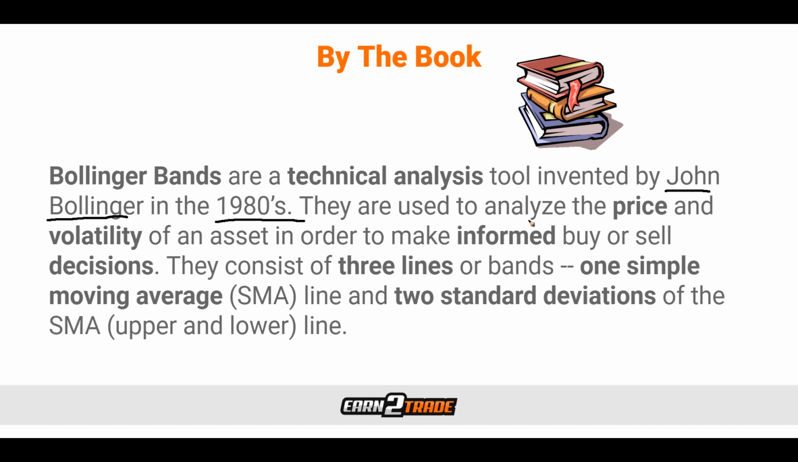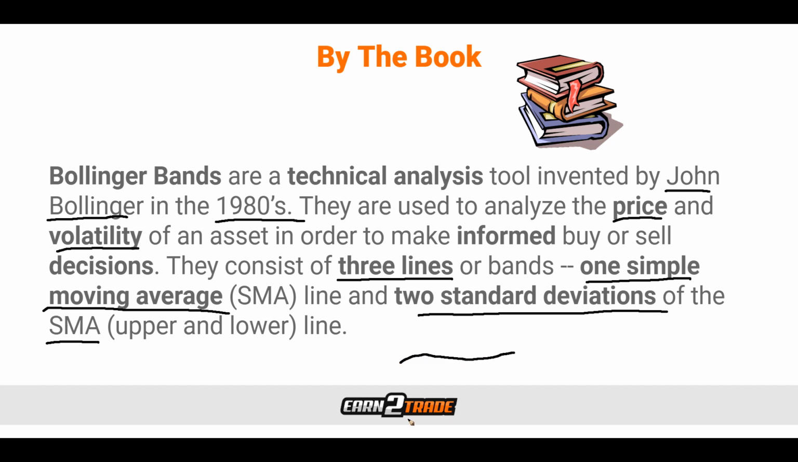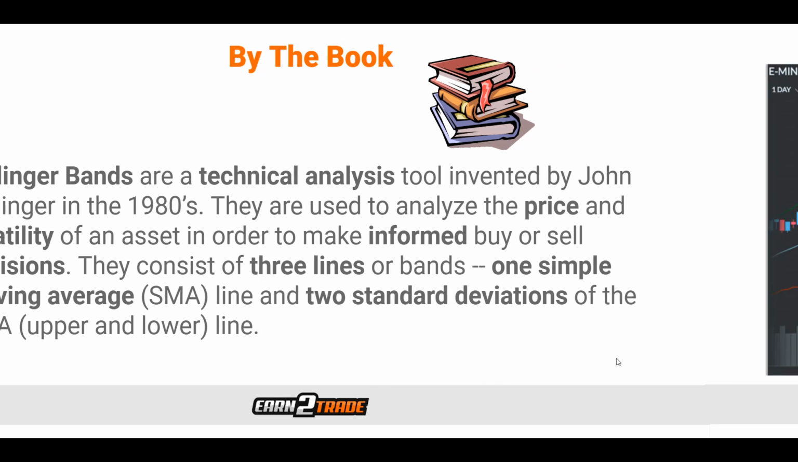The Bollinger Bands are used to analyze the price and volatility of an asset in order to make informed buy or sell decisions. They consist of 3 lines or bands, which is 1 simple moving average and 2 standard deviations of that simple moving average. So essentially what we're given is a line in the middle, which will be our simple moving average, followed by a deviation on the top side and a deviation on the bottom side.